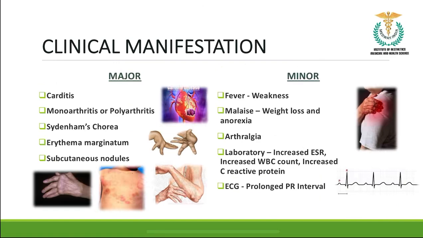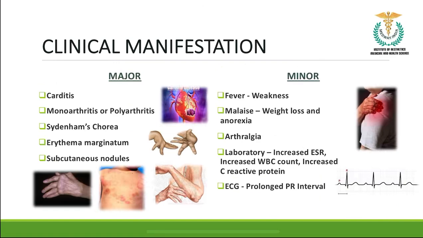These are firm raised lumps that develop under the skin, and it can be a deep seated lesion located in the deep dermis and subcutaneous tissue. So under the subcutaneous tissue and deep dermis, we can see firm raised lumps, which are very deep seated lesions. This is also one of the major clinical features of RHD.